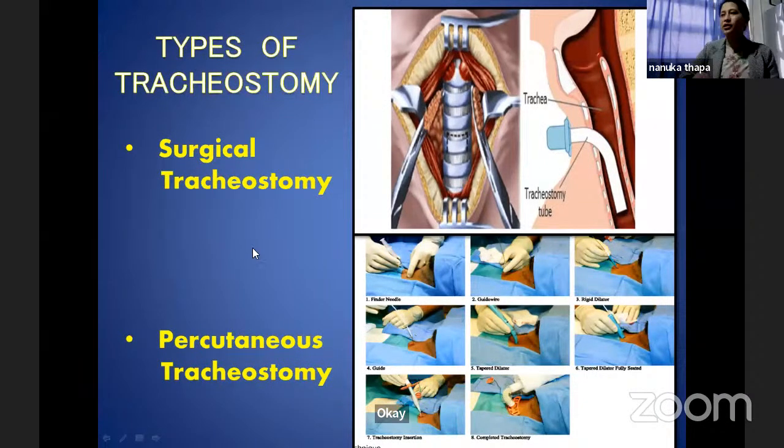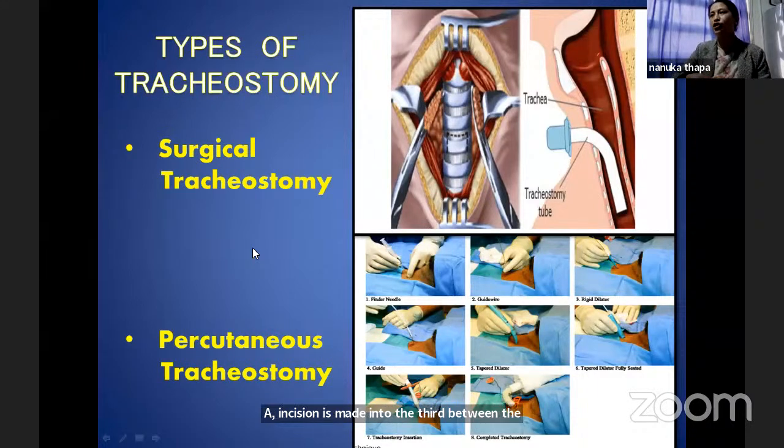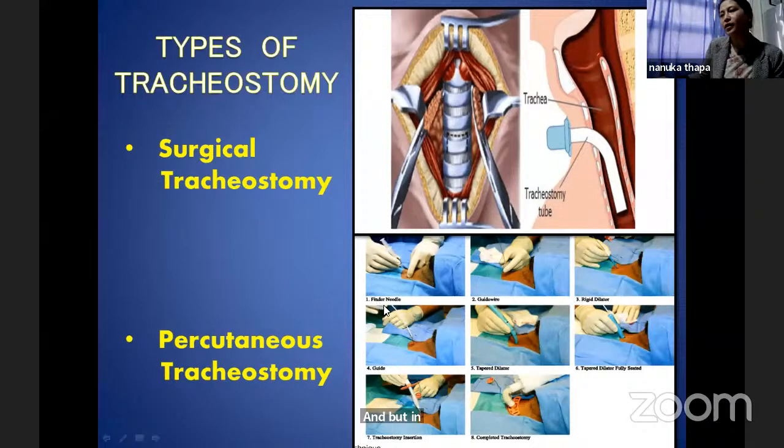Okay. So in surgical tracheostomy, it is a surgical procedure, okay, where an incision is made between the third and fourth tracheal ring, and a tube is inserted, okay. But in percutaneous tracheostomy, as you can see in this diagram, we only need a needle and also a guide wire and also dilators, okay.